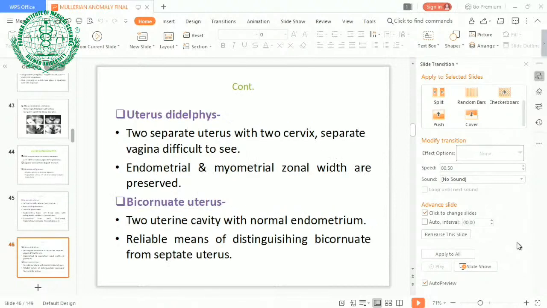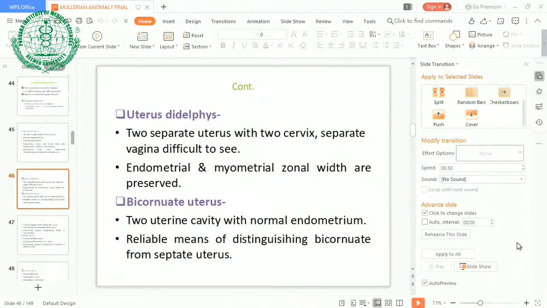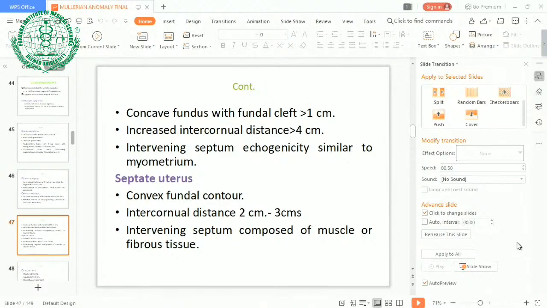Uterus didelphys: two separate uteri with two cervices. Septate vagina, it is difficult to see. Endometrial and the myometrial zonal width are preserved. In bicornuate uterus, two uterine cavities with the normal endometrium. A reliable means of distinguishing bicornuate uterus from septate uterus is by either MRI or by laparoscopy and cystoscopy.